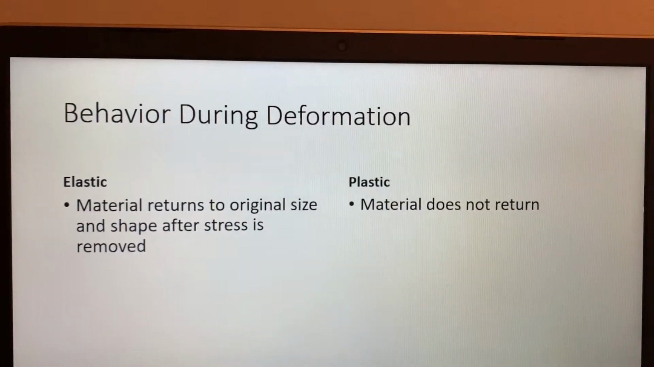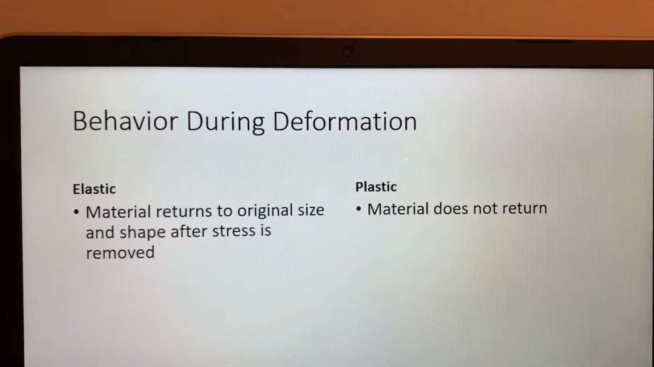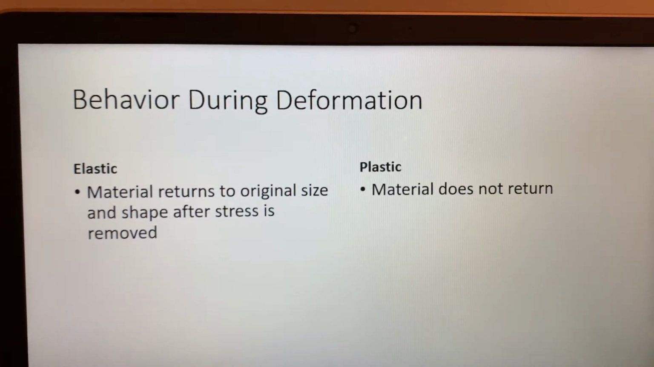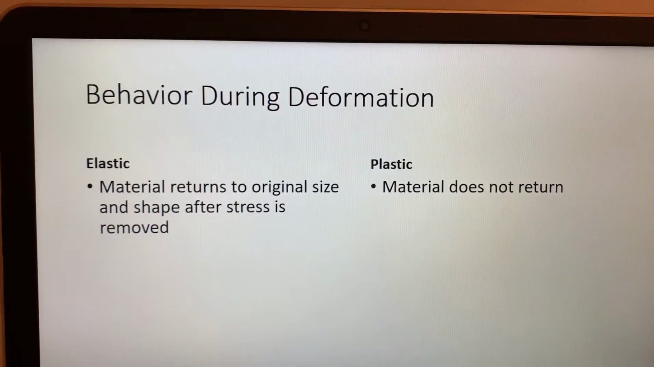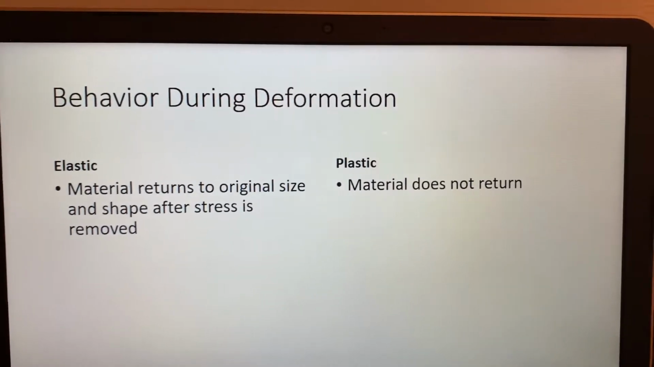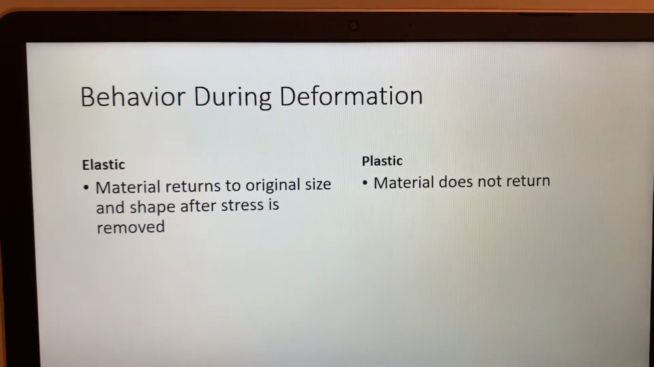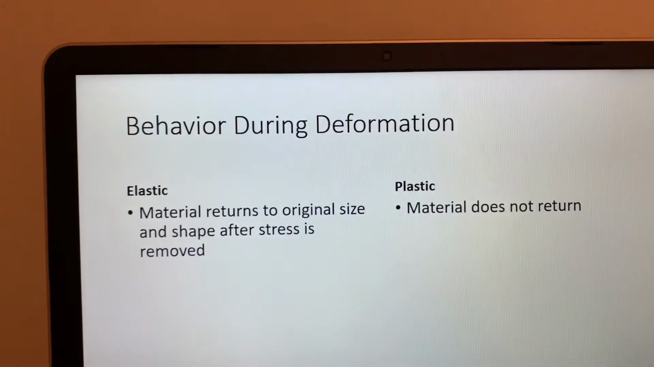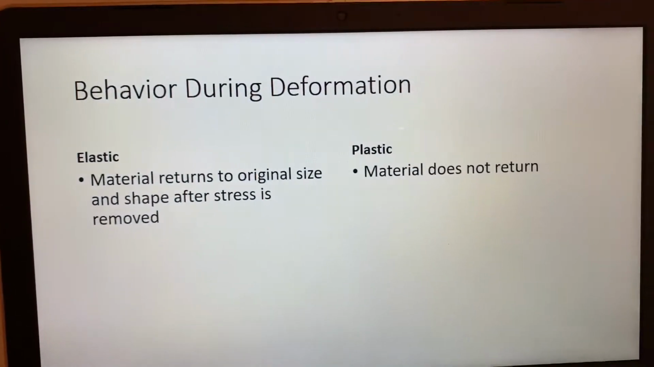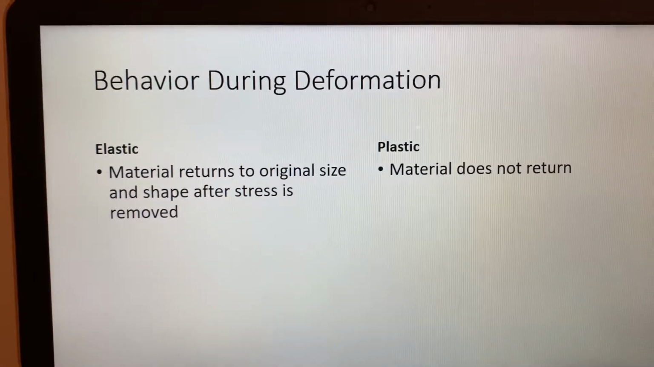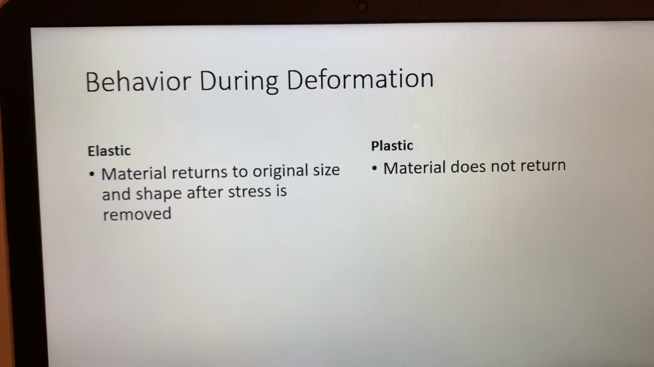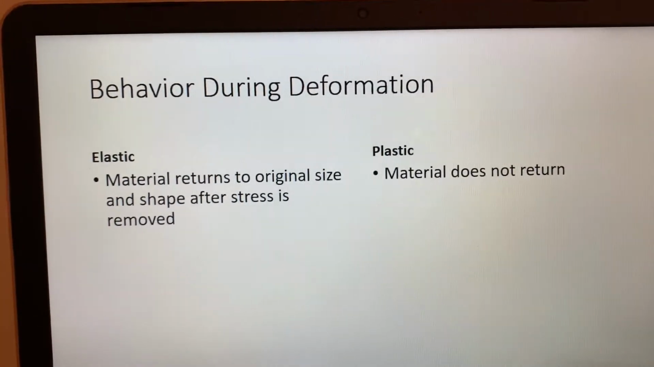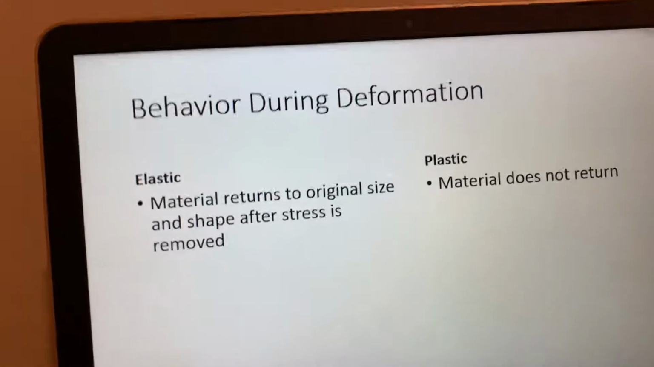So materials will undergo different behaviors during deformation. As covered in the previous video topic, there's elastic and plastic deformation. With elastic, the material returns to its original size and shape after stress is removed. With plastic, the material does not return to its original shape and size, so it's deformed and stays deformed.